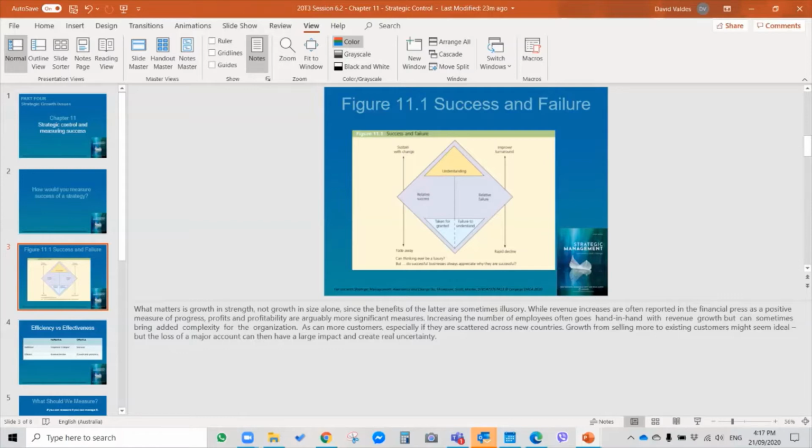So in other words, it's the strength that we're looking at. We're looking at our capabilities and our competencies and seeing whether we are growing in that regard. And if our competencies are improving, that usually is a good sign that we can use these competencies into the future. Okay, so let's have a look at this slide now.